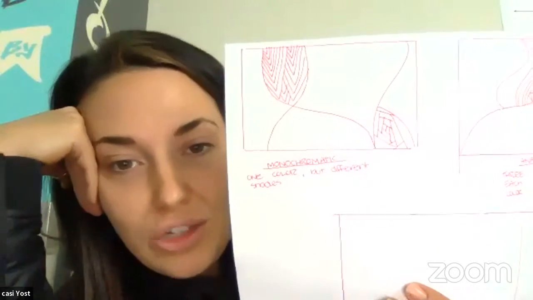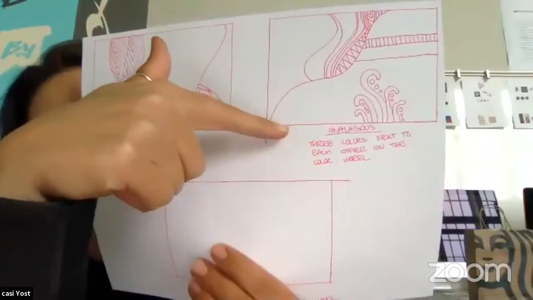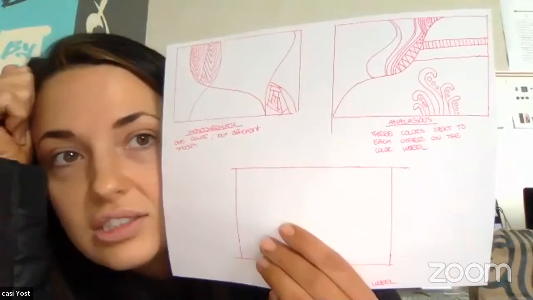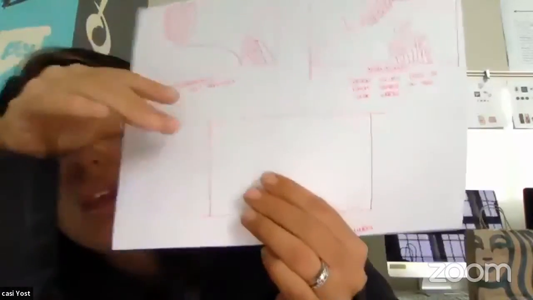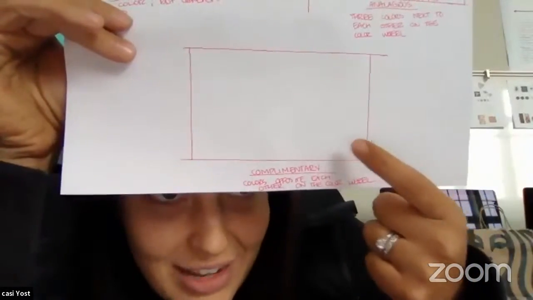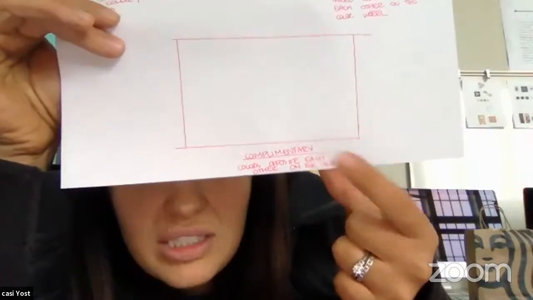And I'm only going to make you do 3. So monochromatic for the first one, analogous for the second one. Remember, analogous is when you have 3 of the colors that are next to each other on the color wheel. And then this one, imagine a Zentangle in there. This one is going to be complementary, which is the colors that are opposite each other on the color wheel.